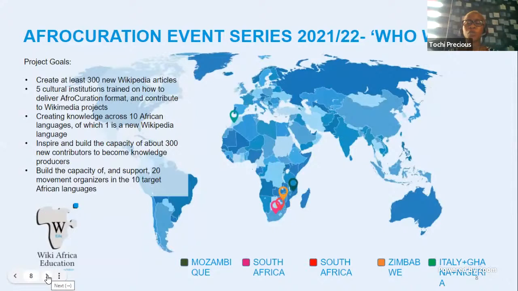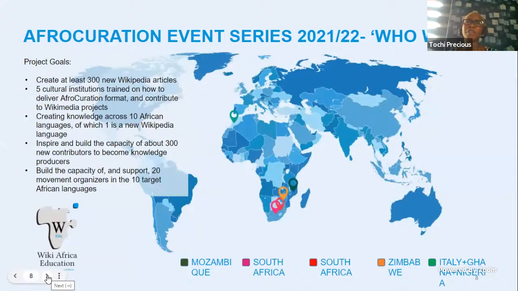Now, the next one was also to create knowledge across 10 African languages, of which one is a new Wikipedia language. Another one was to inspire and build the capacity of about 300 new contributors to become knowledge producers, and also build the capacity and support 20 movement organizers in the 10 target African languages.